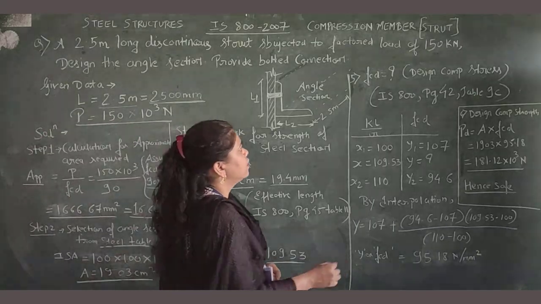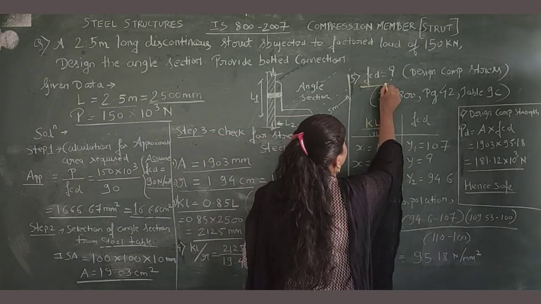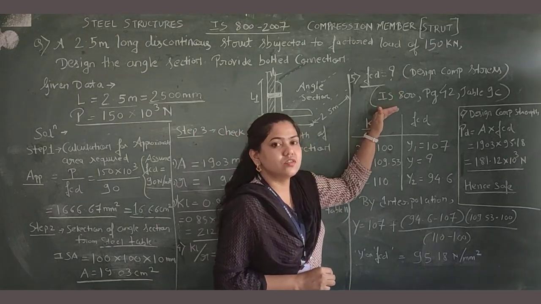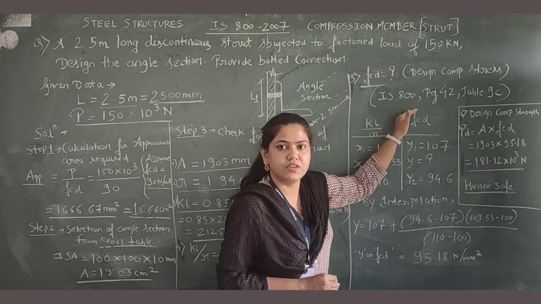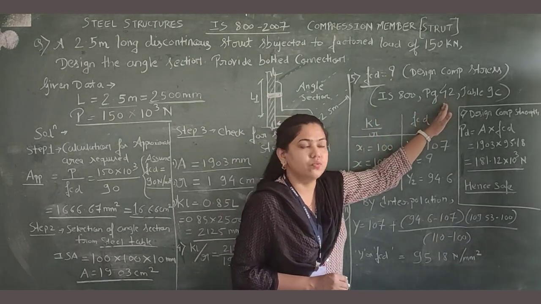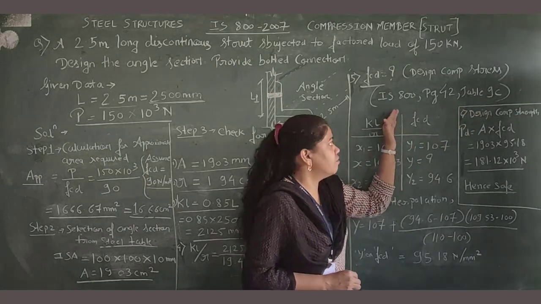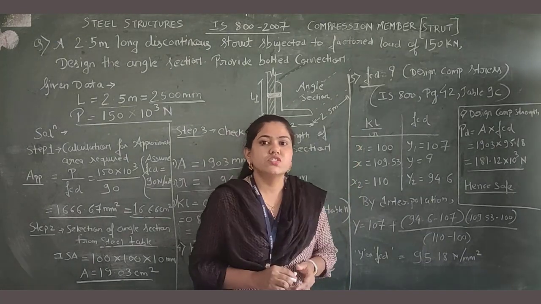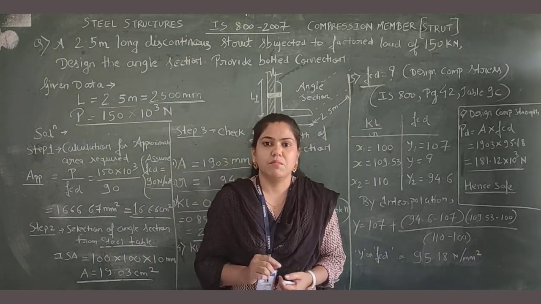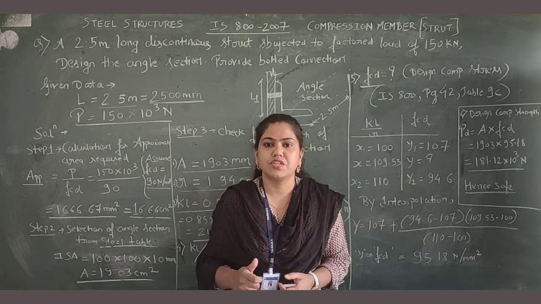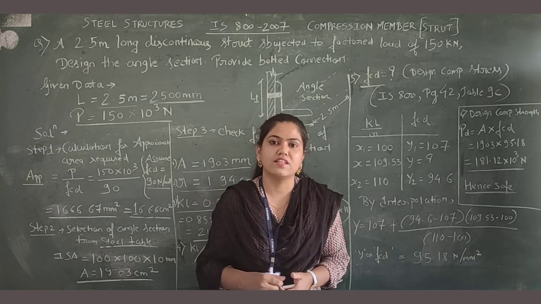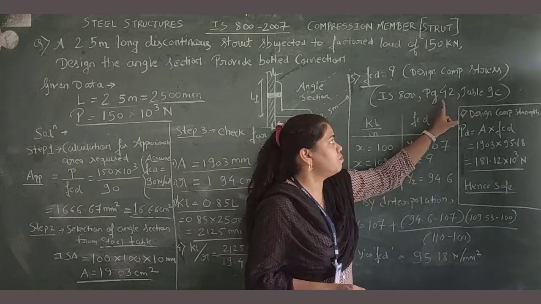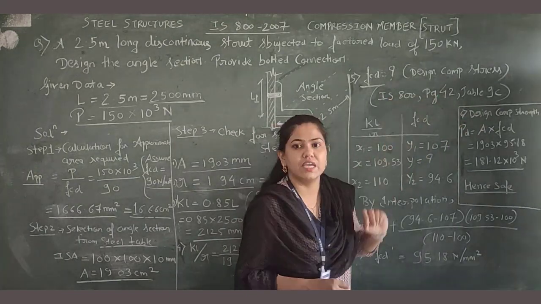Moving forward, in the next step you have to find the value of the design compressive stress. This value is obtained from Indian Standard Code 800:2007, page number 42, Table number 9C. The value of fcd is given based on the KL by r ratio. You have to refer to Table 9C because the buckling class of the angle section is C, which is given on page number 42 of IS 800.